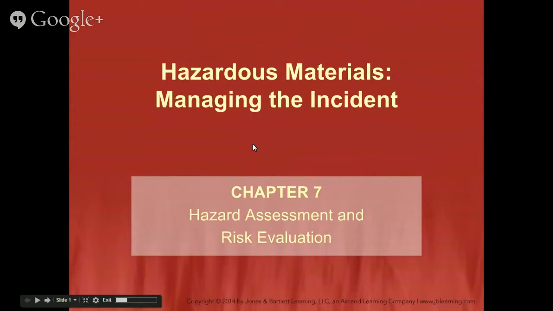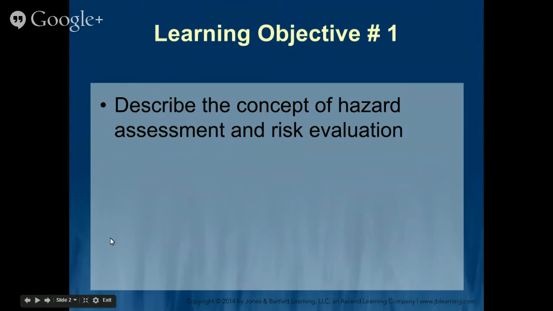Okay, the name of the chapter is Hazard Assessment and Risk Evaluation. This is the 4th step after you've managed your site, ID'd your product, figured out, actually it's your 3rd step. You're going to select your PPE, and then figure out how bad is this thing? How bad is this chemical we're dealing with? How bad is the situation? So the learning objective is to describe the concept of hazard and risk evaluation.